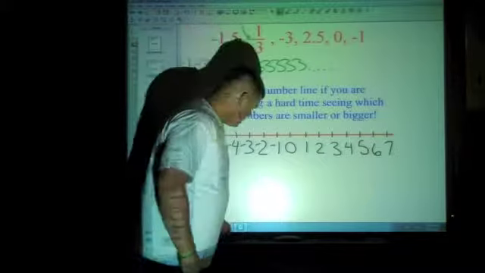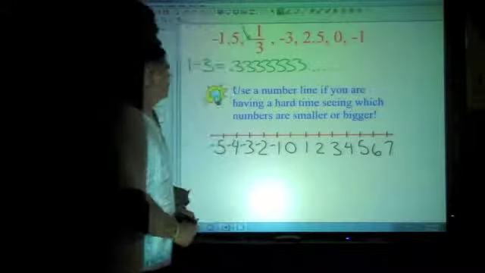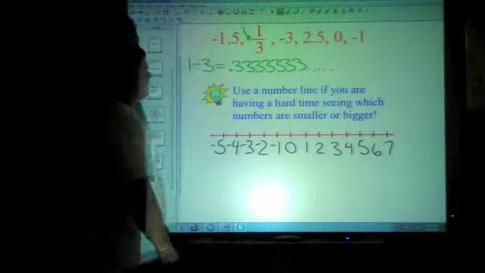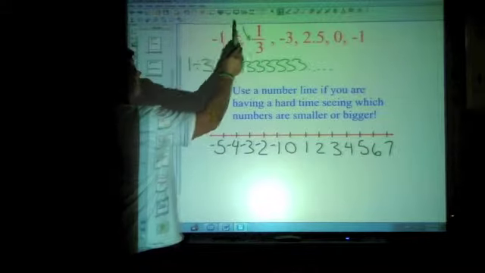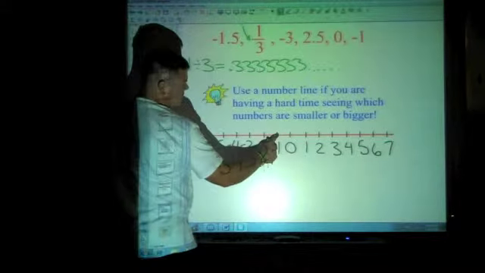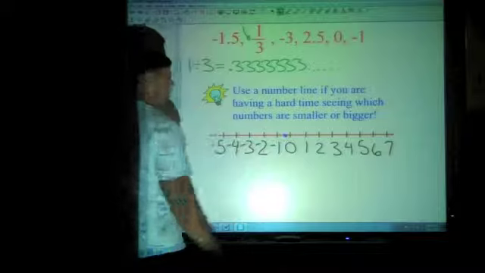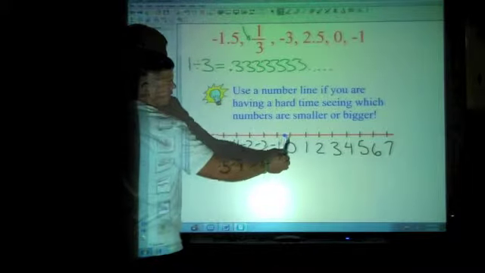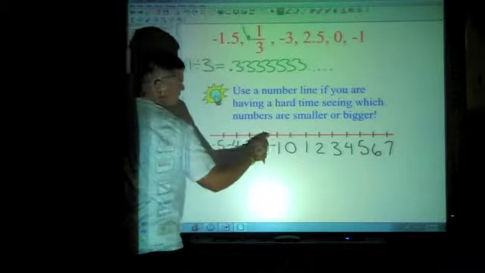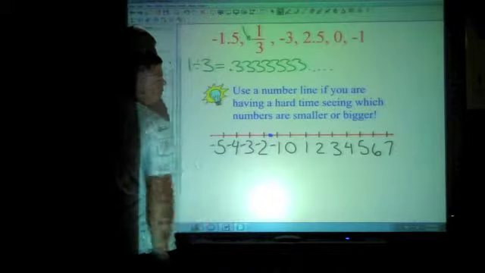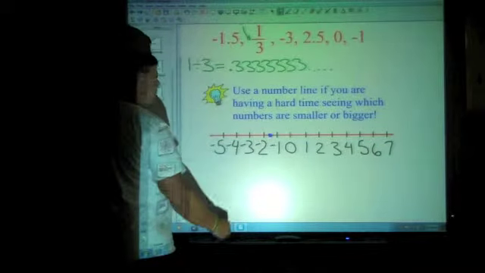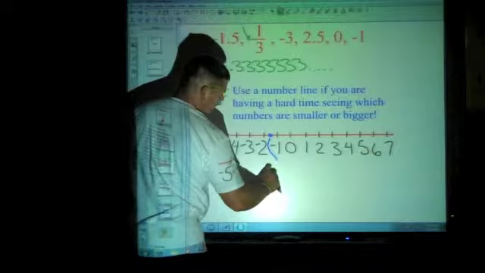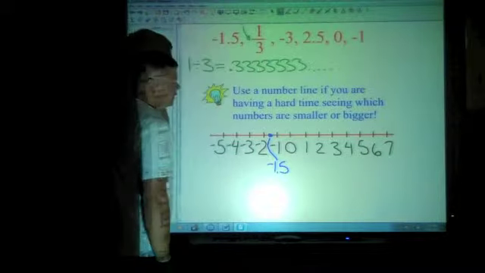Now, as far as graphing them are concerned, -1.5 is going to be halfway between -1 and -2. If this is -1, -1.5 isn't going to be here. It's not between 0 and -1. It's going to be right here, between -1 and -2. So here's my spot, -1.5.